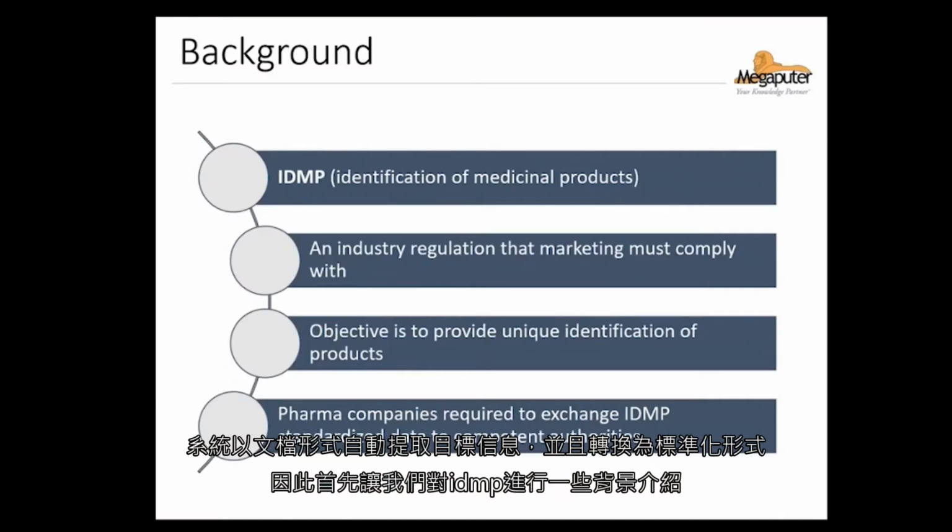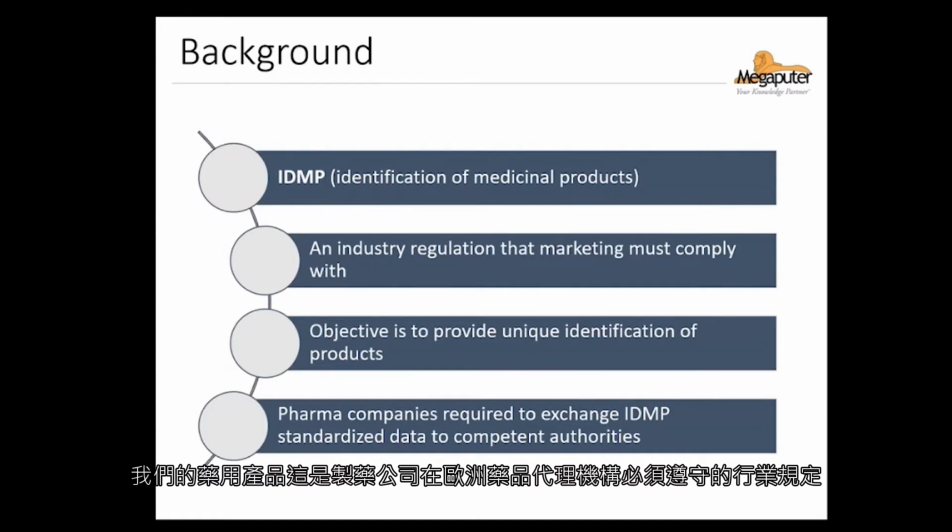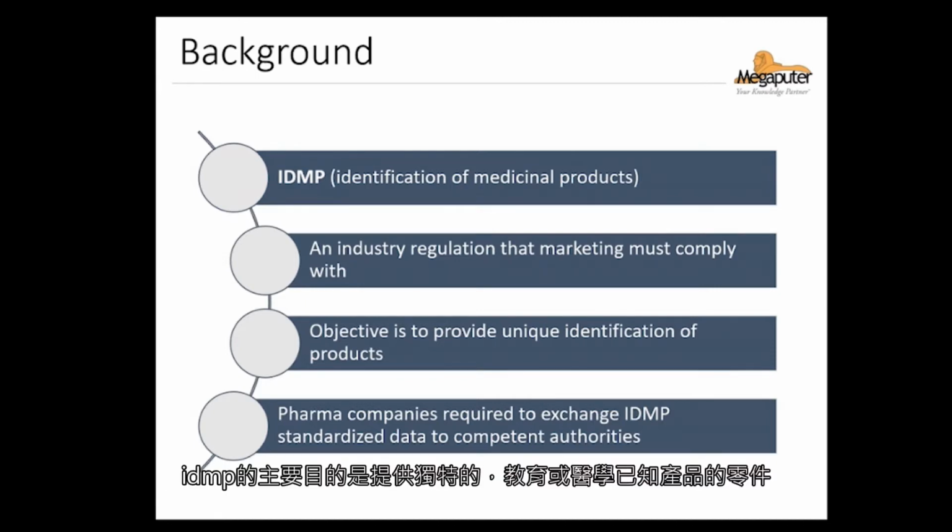So first, let's have a little background introduction. IDMP, the full name is Identification of Medicinal Products. It is an industry regulation that pharma companies must comply with in the European Medicines Agency. The main objective of the IDMP is to provide the basis for unique identification of medicinal products.